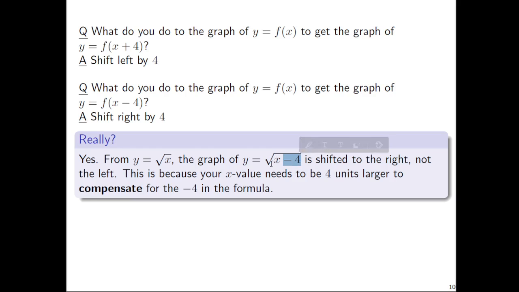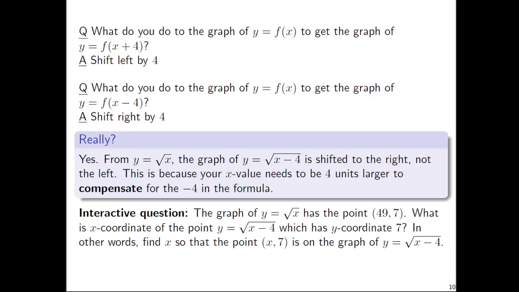So you've got to compensate by making the x value 4 units larger than what we would have had to do over here. So we'll plug in x is 104 to have 104 minus 4 inside the radical. So inside the radical, by plugging in 104 for x, x minus 4 would be 100. So we end up rooting 100.